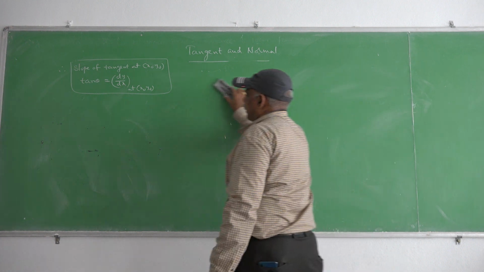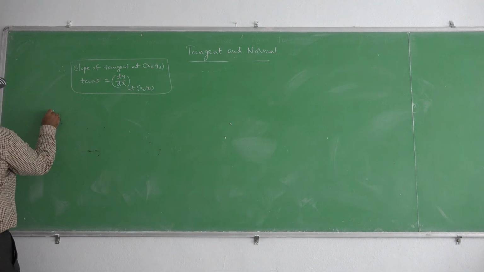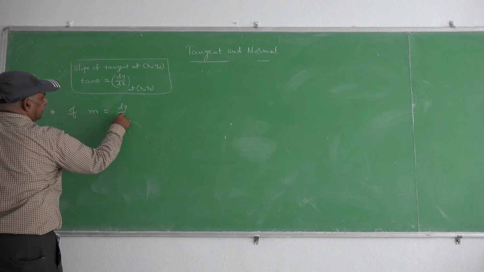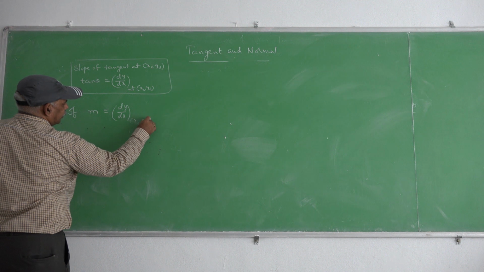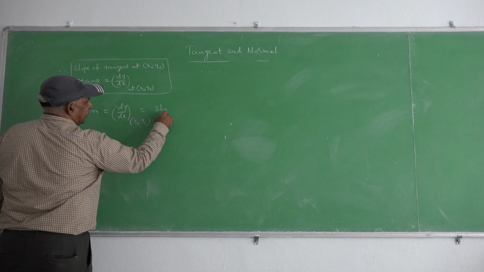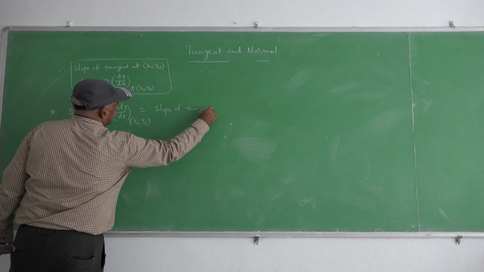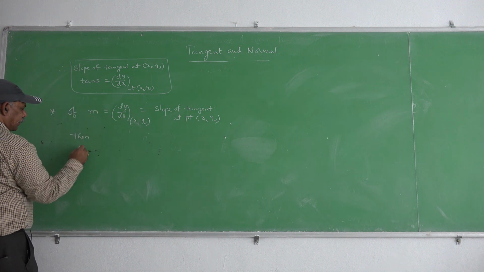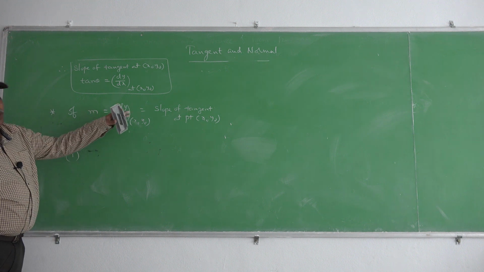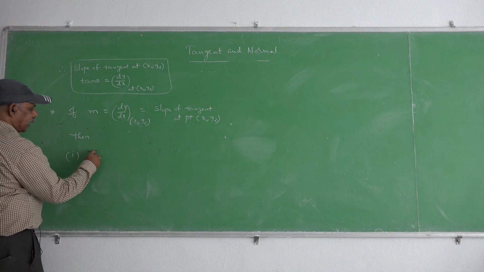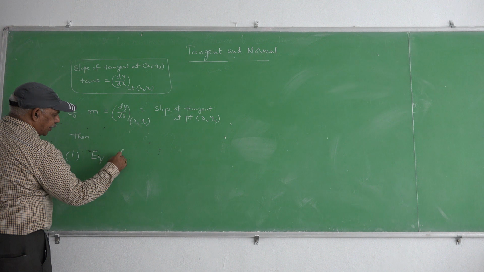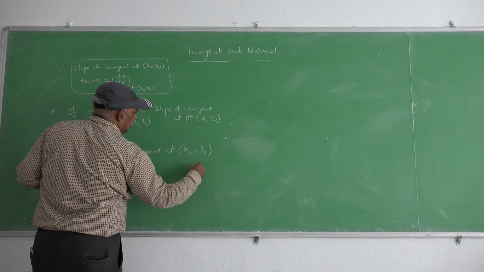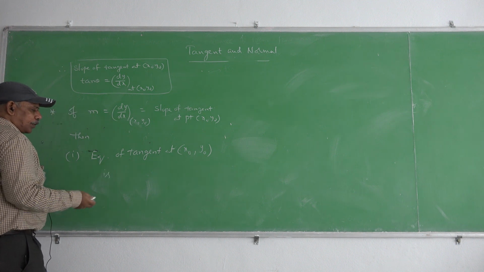Now, next point. If m equal to dy by dx at x naught y naught, that is the slope of the tangent at point x naught y naught, then first one, once the slope of the tangent is known to us, then the equation of tangent at x naught y naught to the curve y equal to f of x, of course.